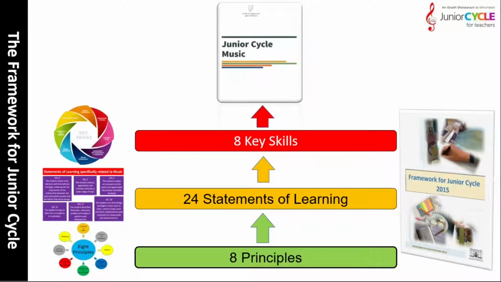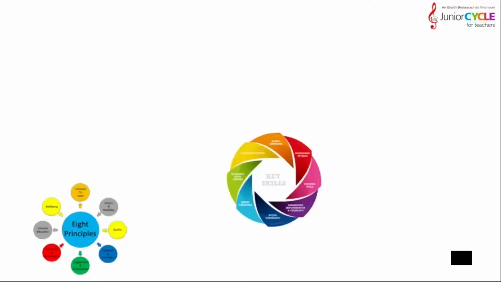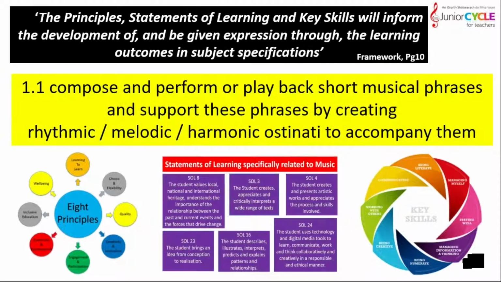As we know, the 8 principles are what underpin the entire junior cycle reform, while the learning required is described in the 24 statements of learning, 6 of which are pertinent to our music specification, and then the 8 key skills exemplify this learning. So if we take a closer look at our learning outcome, the following principles: learning to learn, creativity, engagement and participation are clearly present. In fact, if you were to explore this learning outcome more deeply, you will find all 8 principles are present.